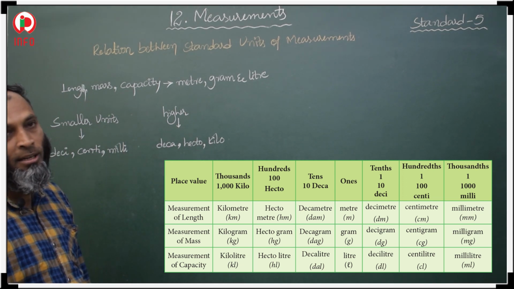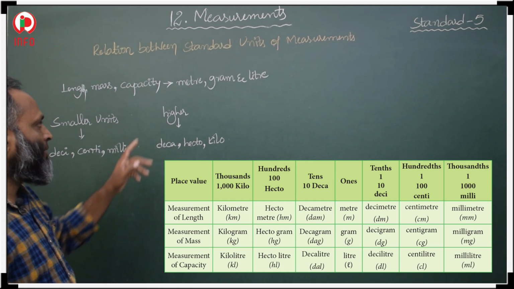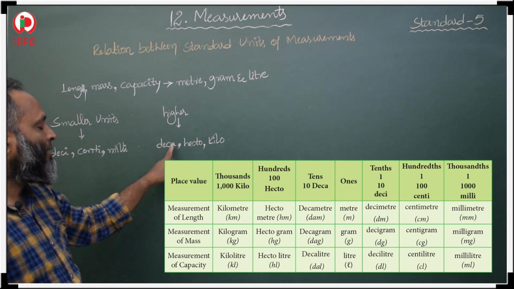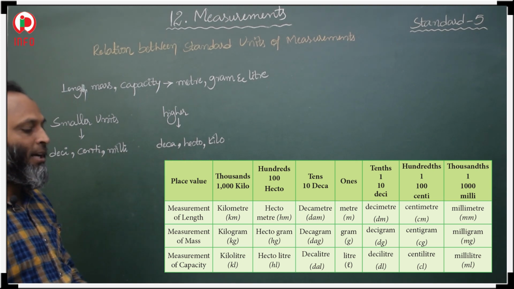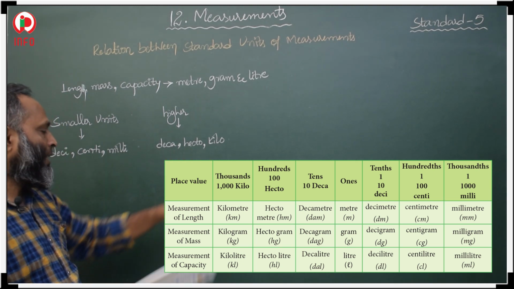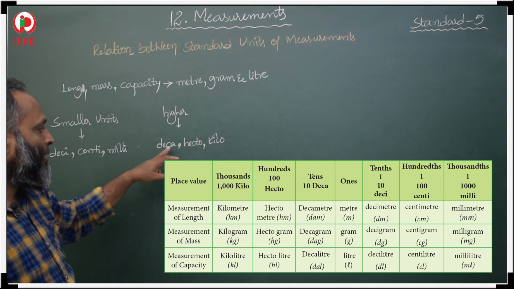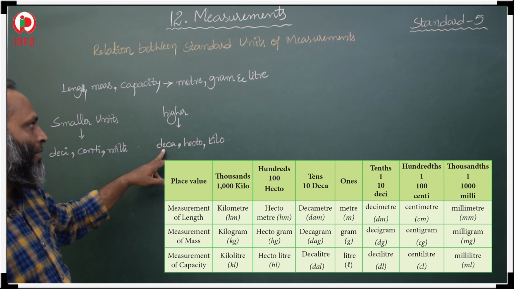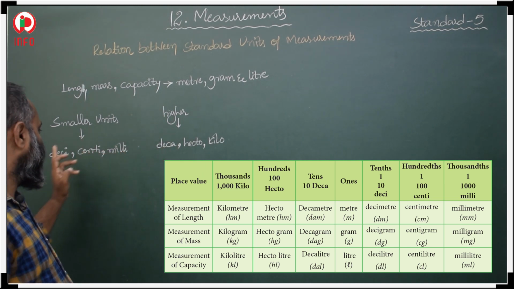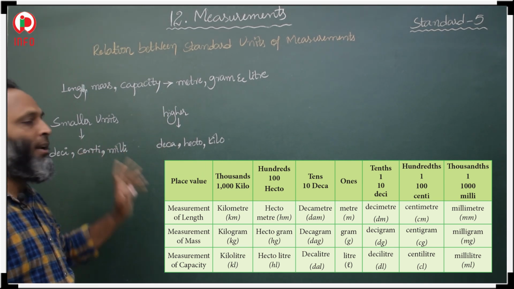So, this is the method. First we should take kilo, hecto and deca, then after that meter, then after that deci, centi, milli.